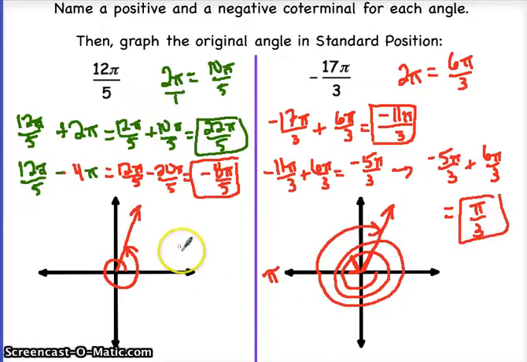I hope that helps you graph your angles. Remember that in degrees, a full circle is 360 degrees. In radians, it's 2 pi. That can help you with your coterminals. And I hope graphing goes well for you.